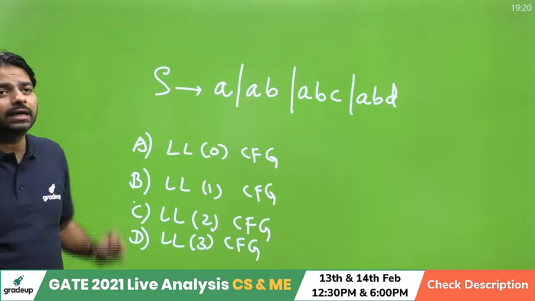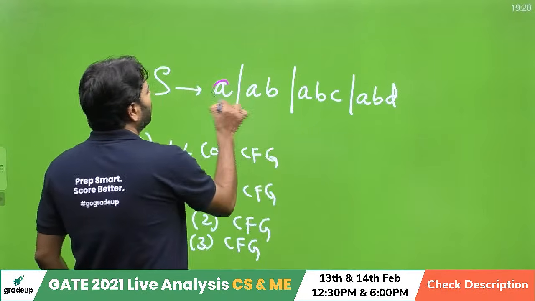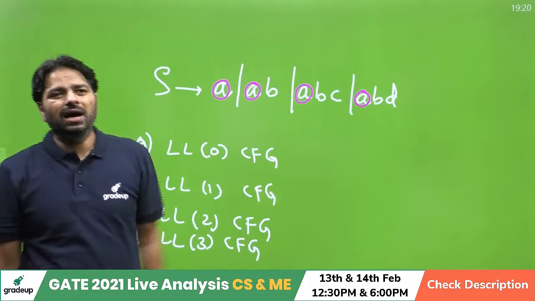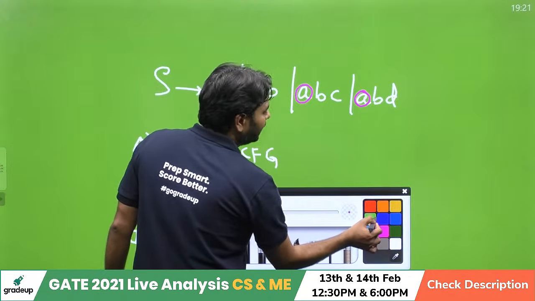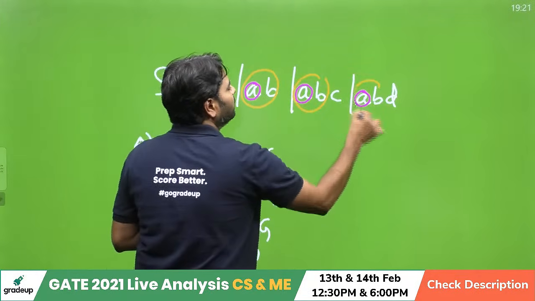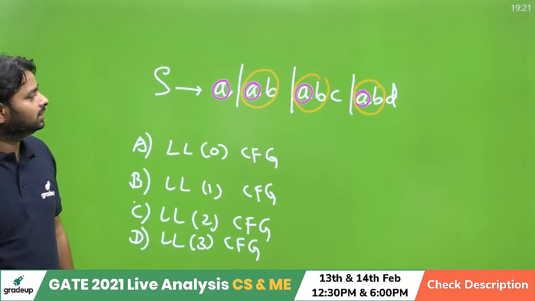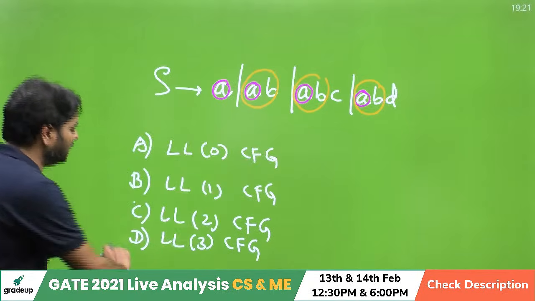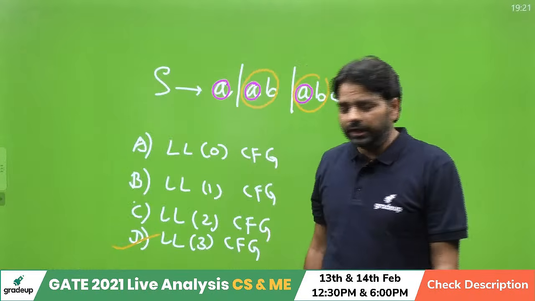LL3. When you look at one length, there is a problem. Oh, so many problems are there. That means if I get the next token A, I don't know which production to choose. But when I look at two length, here AB, there are so many problems. When I look at two length also I'm getting a problem, so it is not LL2. And when I look at three length, everybody is different. When I look at three length, everybody is different, so this grammar is LL3. Clear? Yes, option D.